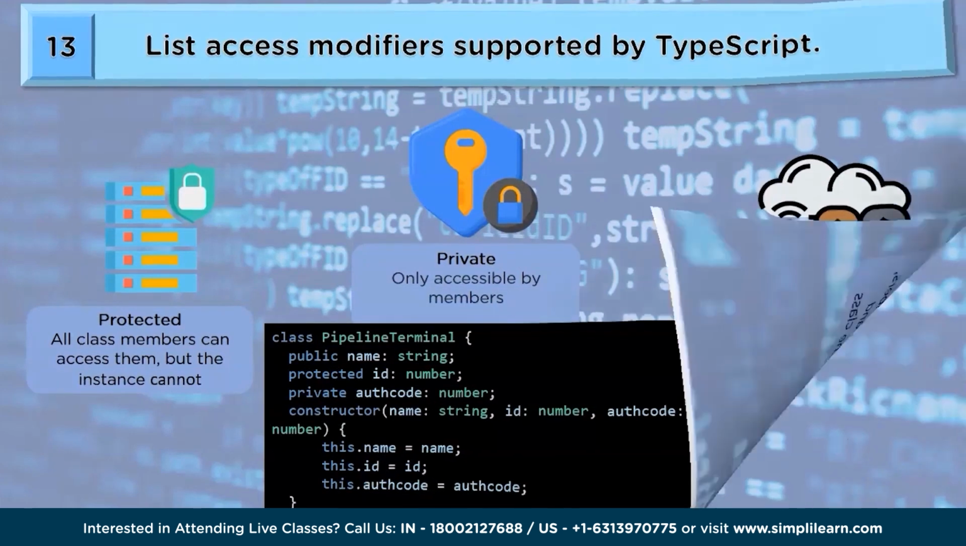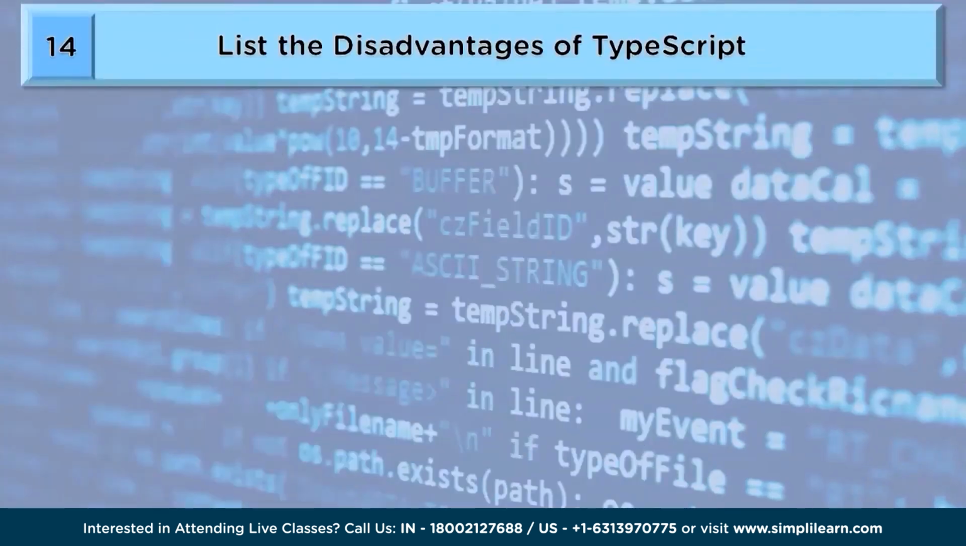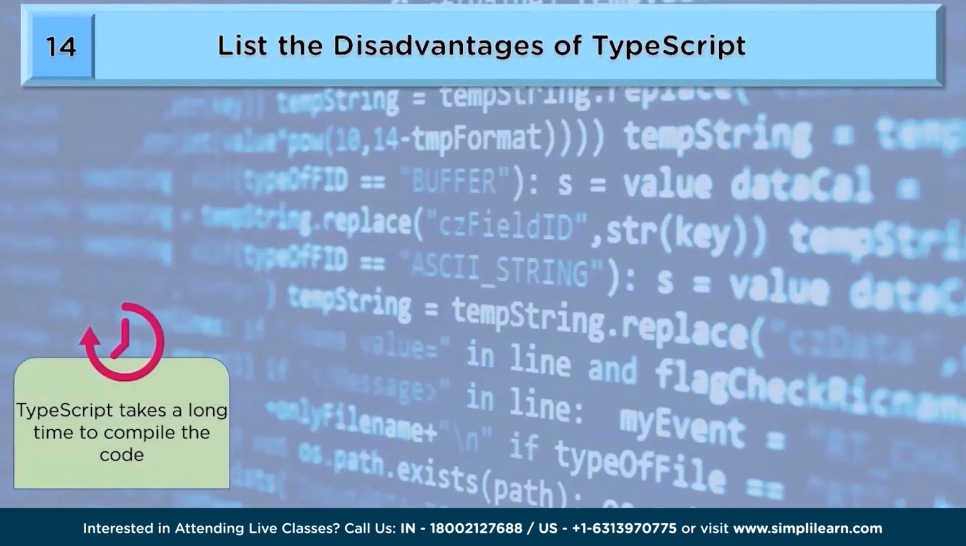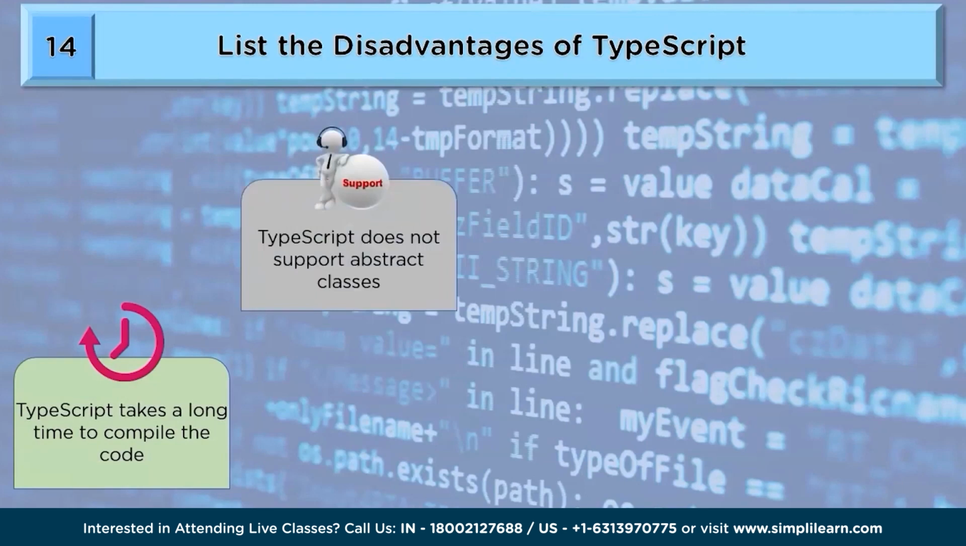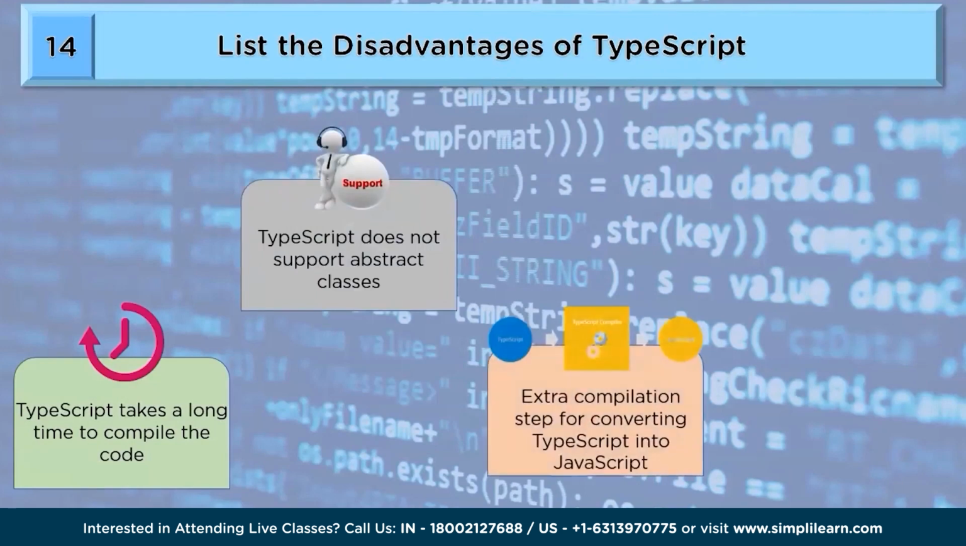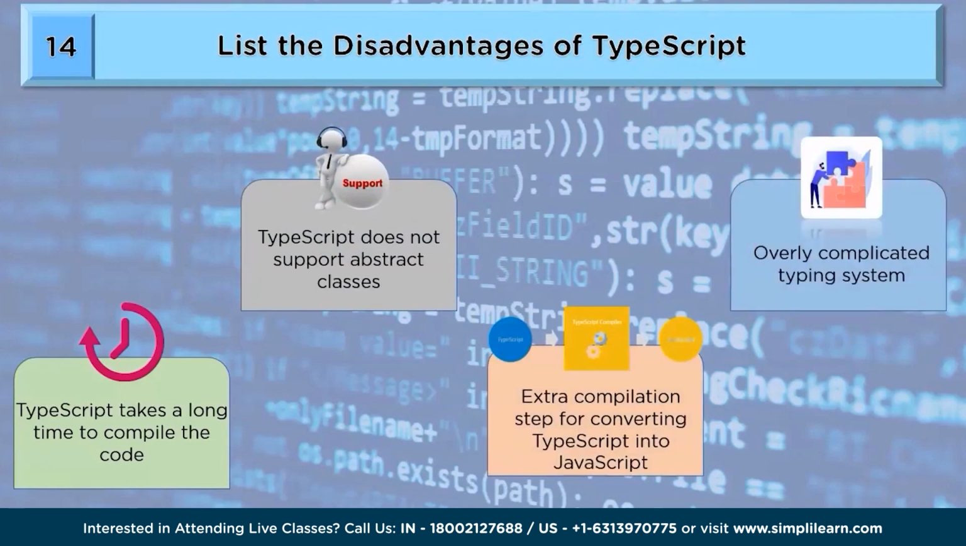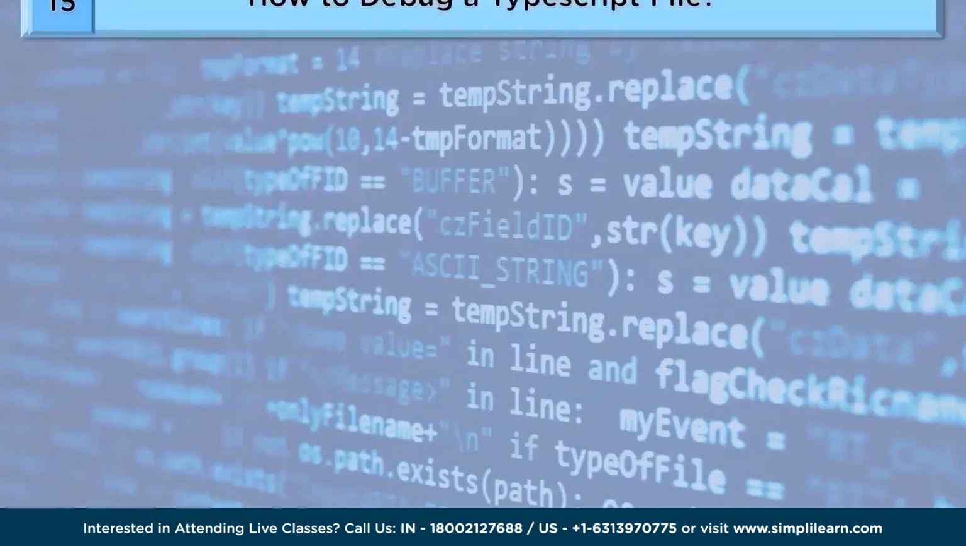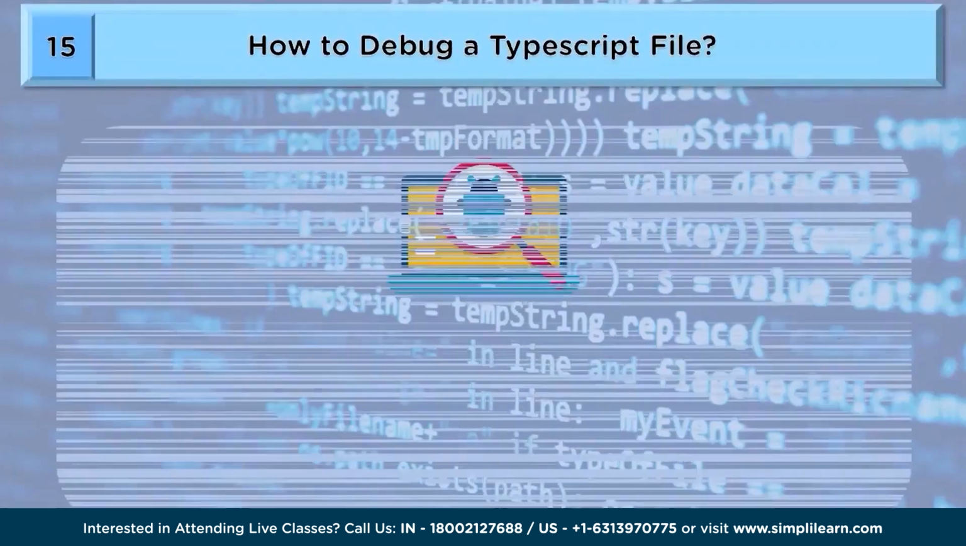List the disadvantages of TypeScript. TypeScript takes a long time to compile the code. TypeScript does not support abstract classes. There is an extra compilation step for converting TypeScript into JavaScript. TypeScript has an overly complicated typing system. How to debug a TypeScript file?